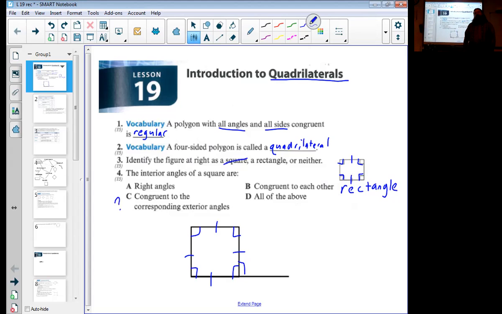Once again, we don't know if it's D yet because if answer B is correct, then we know it's D. But if answer B is not correct, then we know we have the answer of C. That's why it's so powerful to go from the back to the front. So here we have congruent to each other. So that is saying that it is equiangular. Well, we just talked about how it is equiangular. So that means the answer can be C and B. The answer is D.